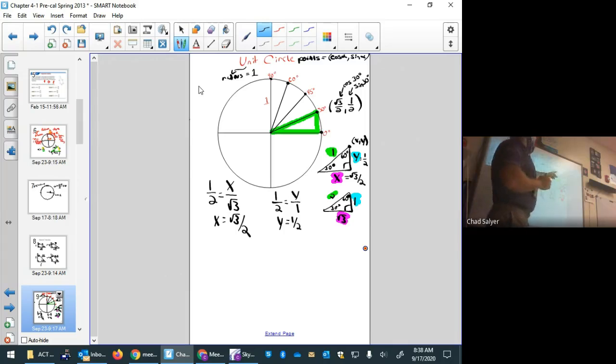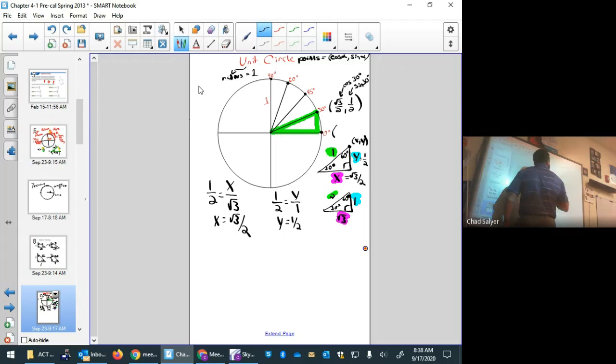Okay, so these quadrantal points are going to be pretty easy to find because I'm just going 1 unit out here in the x direction. So that's going to be 1 comma 0. And here I'm going 1 unit up in the y direction. So 90 degrees is 0 comma 1.